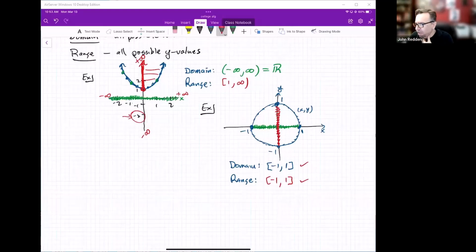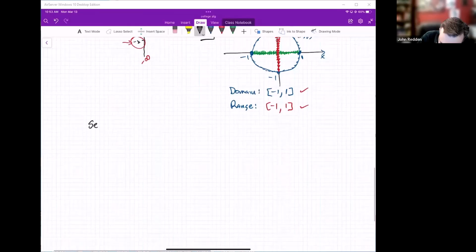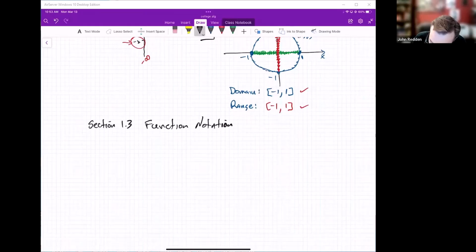Awesome. Let's go into section 1.3. It's a little quick. We're going quick, right? Hopefully this looks like review, so I don't feel bad going quickly. But you can work on them slowly on your own time here. So function notation is going fast.